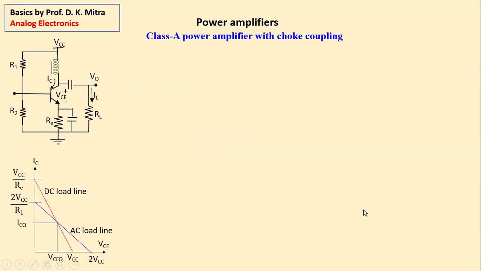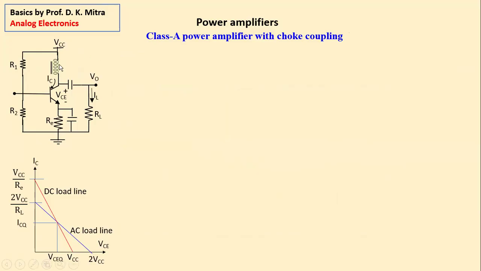We now go to the next step of actual power amplifier. We now are talking about a class A power amplifier with choke coupling. Class A means, you remember, the transistor conducts for the entire cycle of the signal, the entire period of the signal.